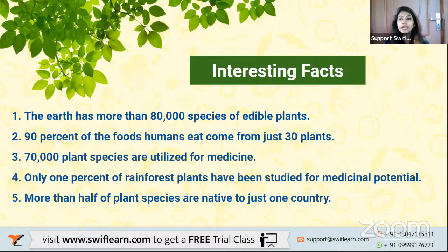Now, more than half of plant species are native to just one country. So there's a lot of variety of plants, but more than half of the plant species are native to only one country. For example, tomato might be native to one country, and the same thing will not be grown there. I'm not saying tomato exactly. That's just an example.